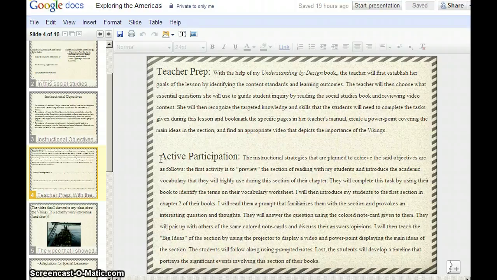I also taught them the big ideas of the lesson by using a projector to display a video over the Vikings and then a PowerPoint that displayed the main ideas of the section while they followed along using prompted notes. They were fill-in-the-blank type notes that I created for them. And last, the students will develop a timeline that portrays the significant events involving the section of their book.